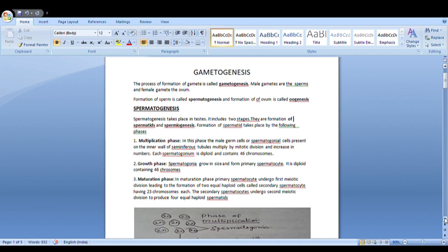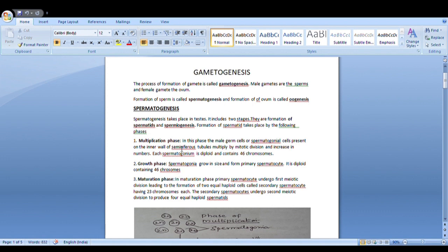It includes two stages. They are the formation of spermatids and spermiogenesis. Formation of spermatid takes place by the following phases. Three phases are there in the formation of spermatid. They are the multiplication phase, growth phase, and maturation phase.